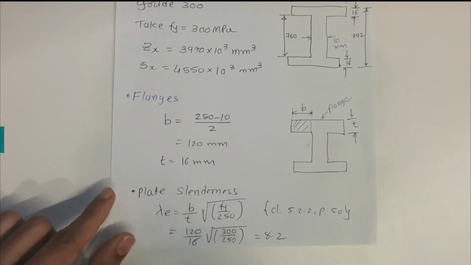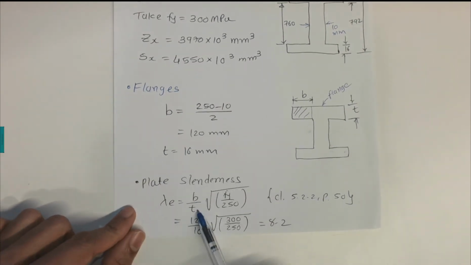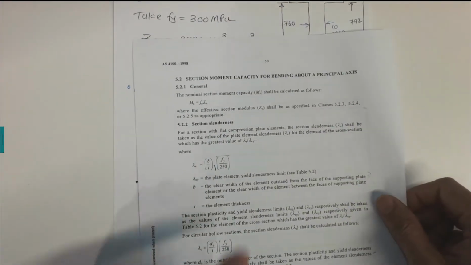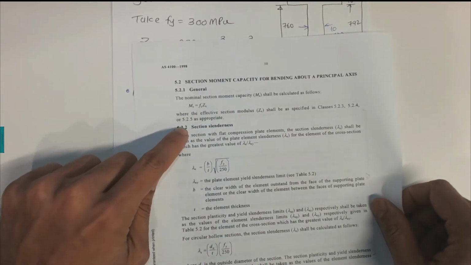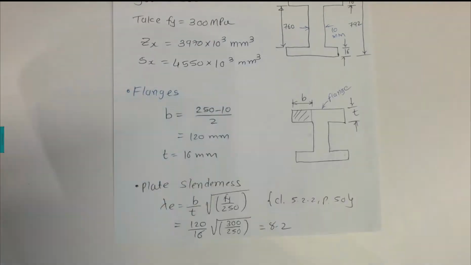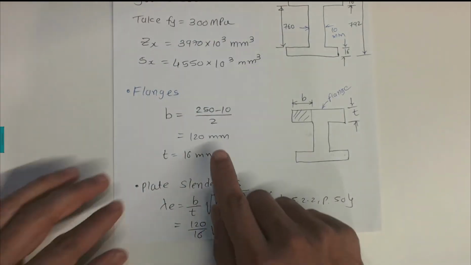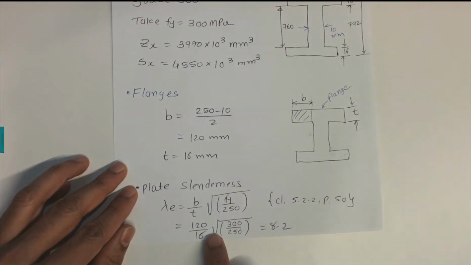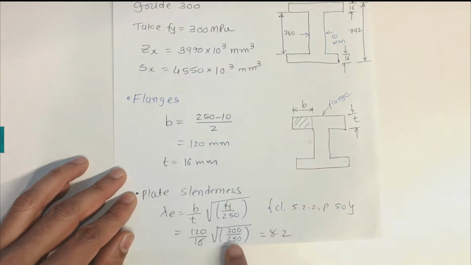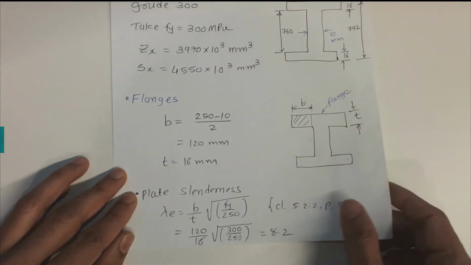Now for plate slenderness, the equation is lambda e equals b over t times the square root of Fy over 250. That equation is taken from clause 5.2.2 on page number 50. Clause 5.2, section slenderness, gives this lambda e equation. We substitute the values: 120 that we calculated, divided by 16, times the square root of 300 divided by 250, gives us 8.2.